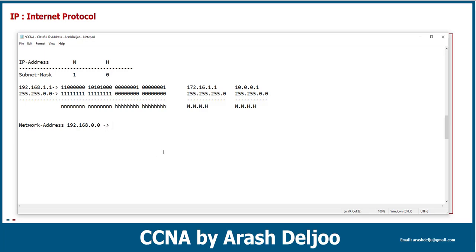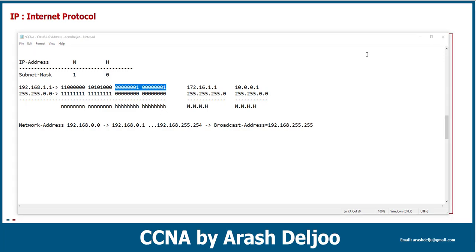I used 0 in all of the host bits, and after that we have the host addresses, for example 192.168.0.1 to 192.168.255.254. After that we have the broadcast address. Let me write it here: broadcast address. Broadcast address means we are using 1s instead of the host bits, so 192.168.255.255, because now we have 16 host bits. For host bits we are using 1 in all of these 16 bits. Okay, this is the first example.